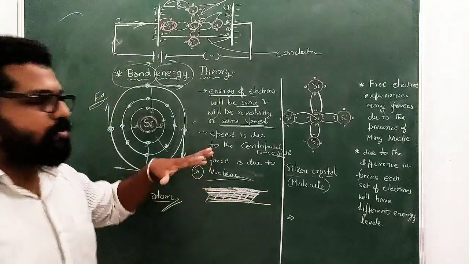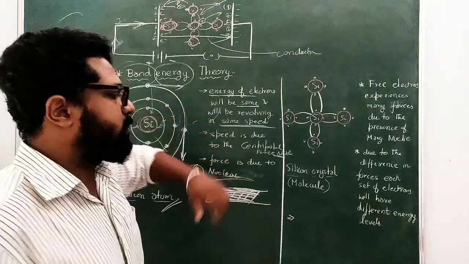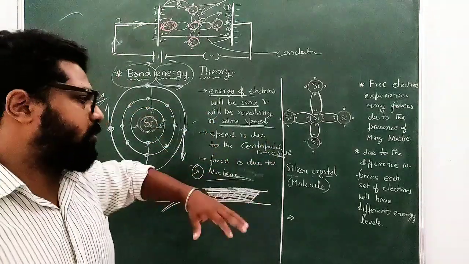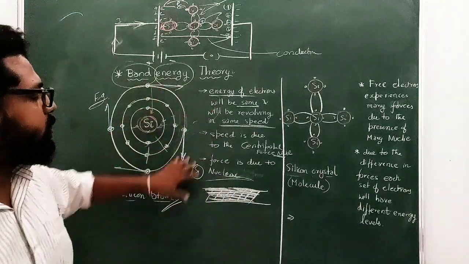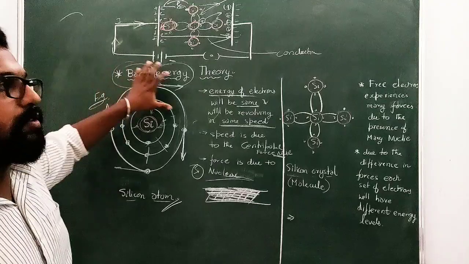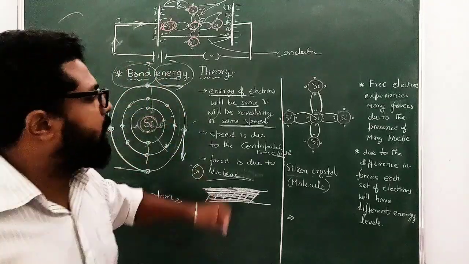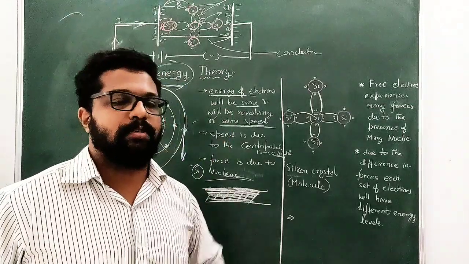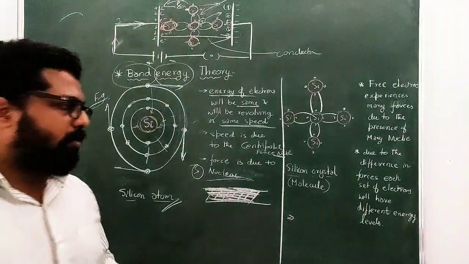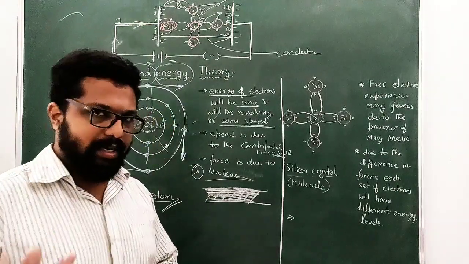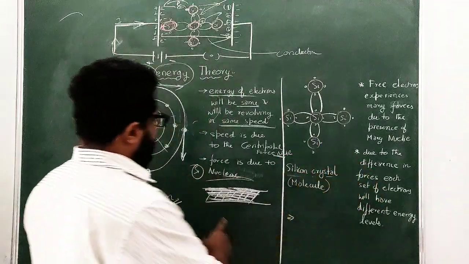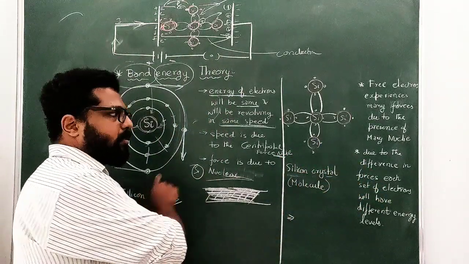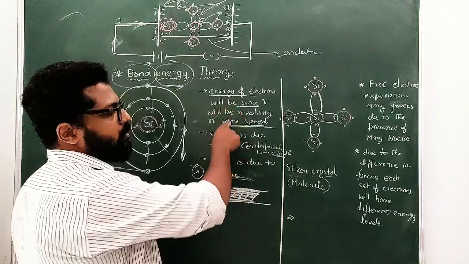So force is mainly due to the nucleus. The speed is due to the centripetal force exerted by the nucleus, and because of that, whatever the energy levels of the electrons present will be the same, and they will be revolving at the same speed. Why did I tell that? Because I want you all to understand that in a silicon atom, the energy levels, everything will be the same.